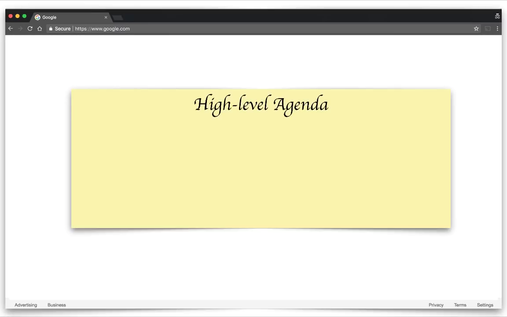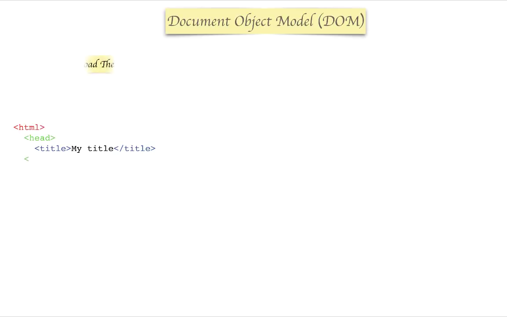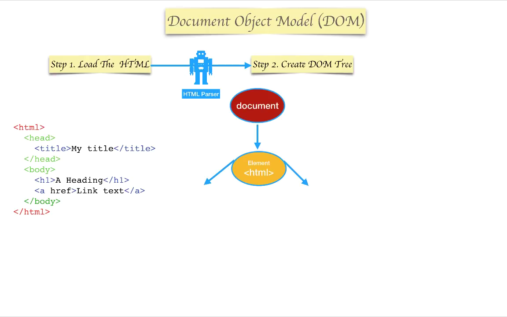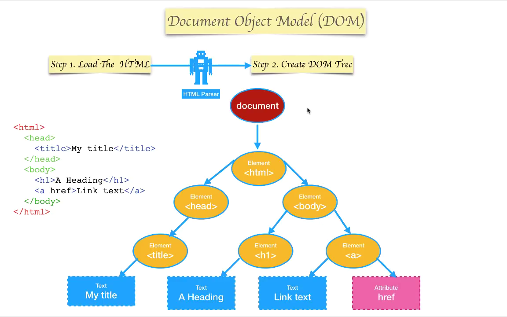Okay, here is a high-level agenda. There are about 14 chapters, and in those chapters, you're going to learn various parsers, engines, DOM, BOM, and so on. In general, I use tons of graphics to make complex things simple. So for example, in this slide, I show how the browser uses HTML parser to load the HTML and then create a DOM tree. And I explain all the details when we get to that chapter.